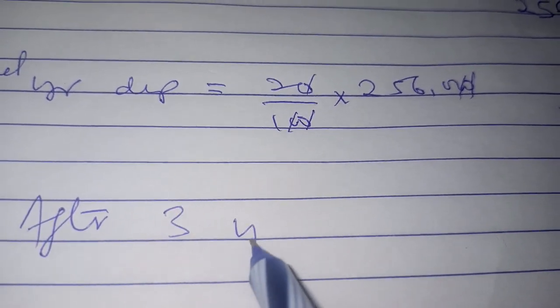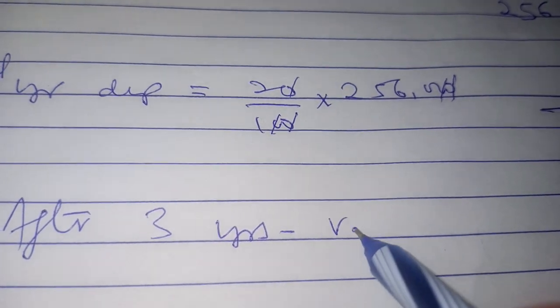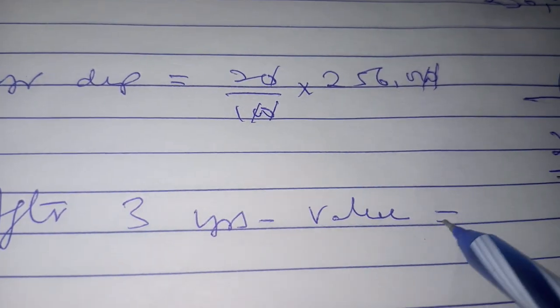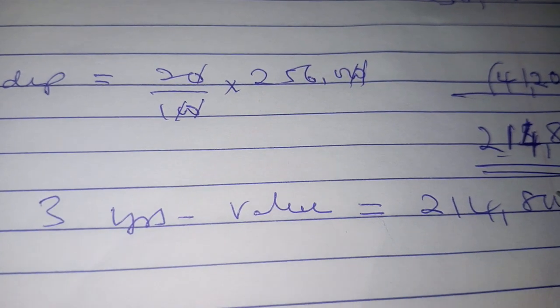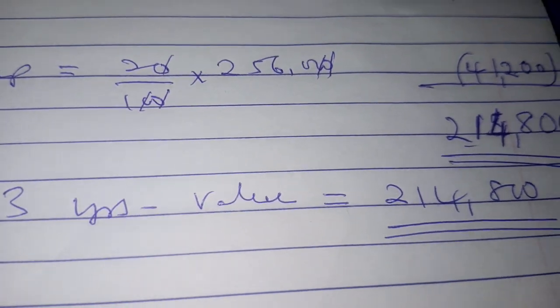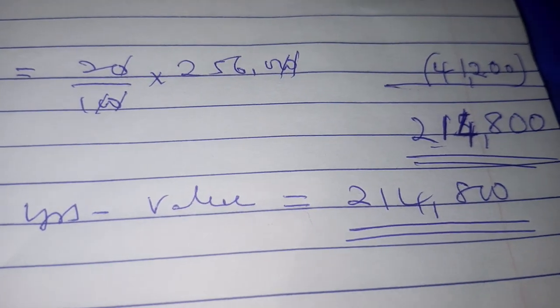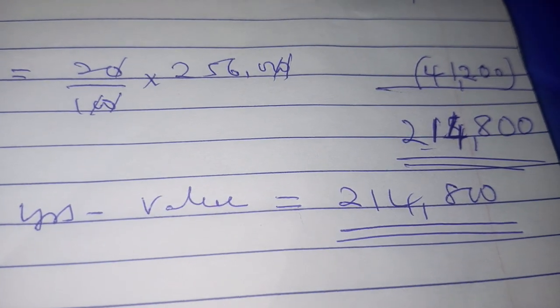Therefore, we have the balance after 3 years. After 3 years, the value of the asset will be 214,800 shillings. That is the answer to that question on the reducing balance method.